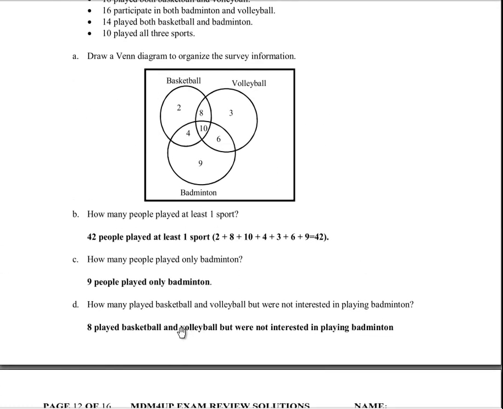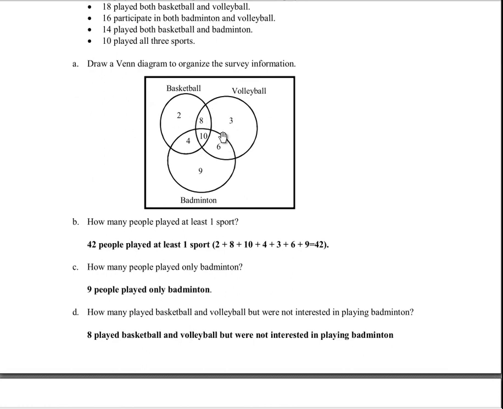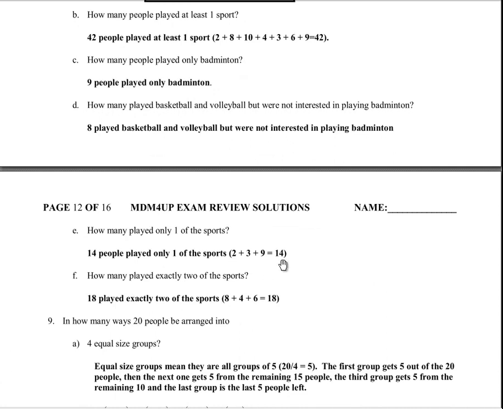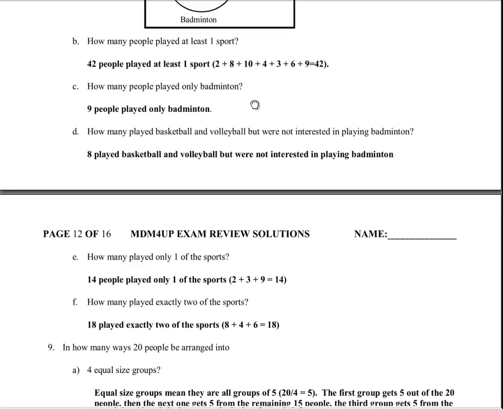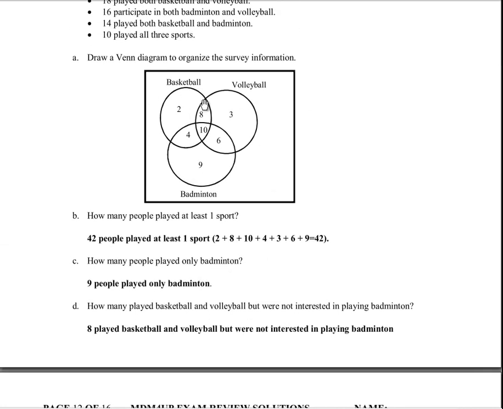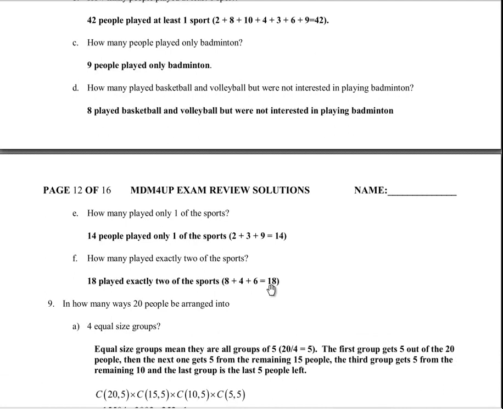Now, only one of the sports would be the 2, the 3, and the 9. So 2, 3, and 9 should add to 14. And lastly, how many played exactly 2 of the sports? Well, 2 of the sports are where 2 of the circles or ovals overlap. So we want this 8, this 4, and this 6. The 10 is people that played all 3 sports. You don't include that. So 4 and 6 is 10 plus 8 should be 18. So 18 for F.